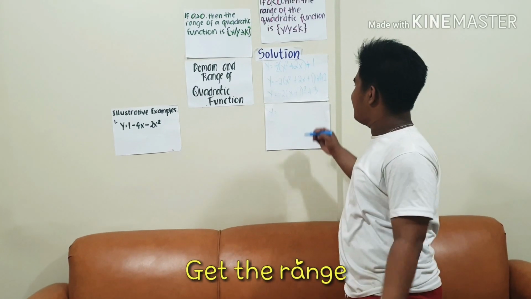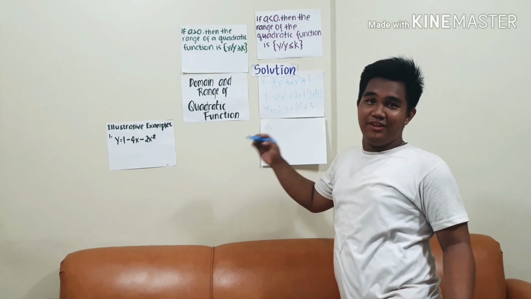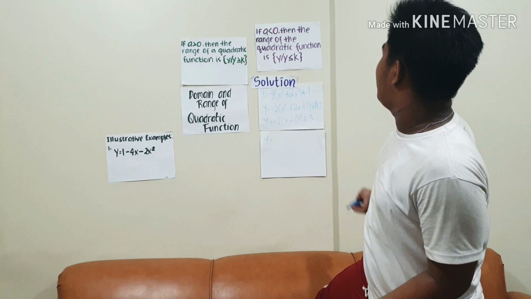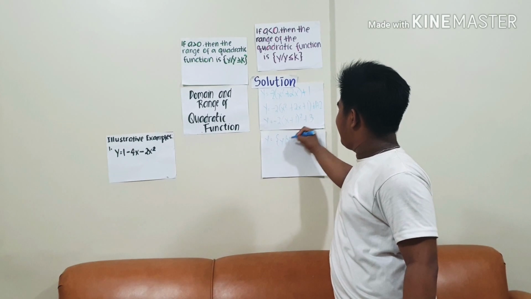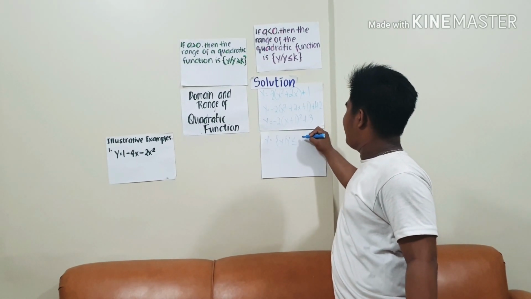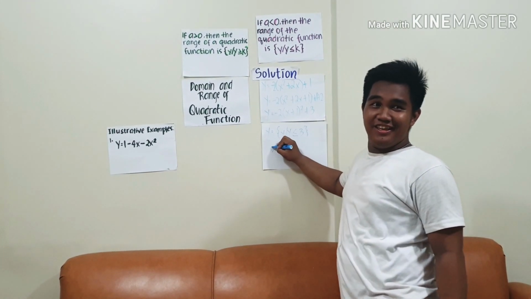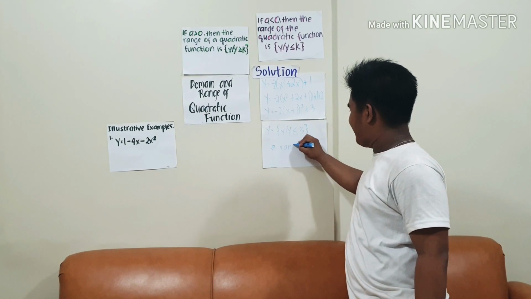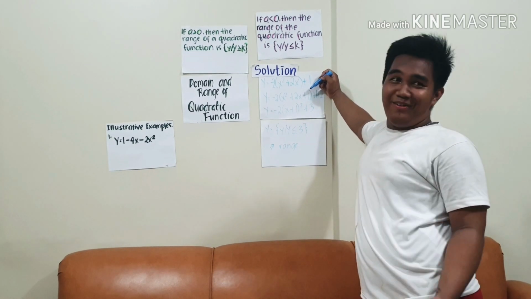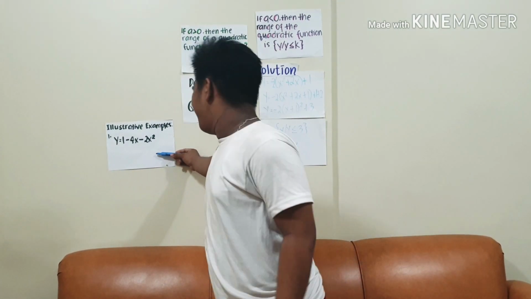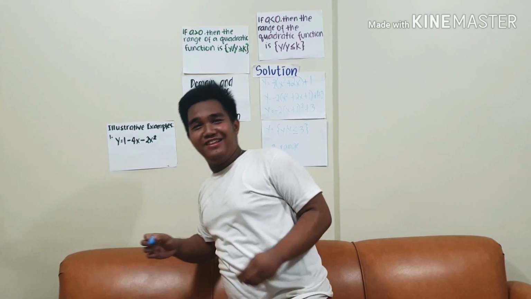Get the range. This is the a. So, negative 2 is less than 0. So, we will follow the second rule. y is less than or equal to 3. And this is the range of the quadratic function negative 2x squared minus 4x plus 1.